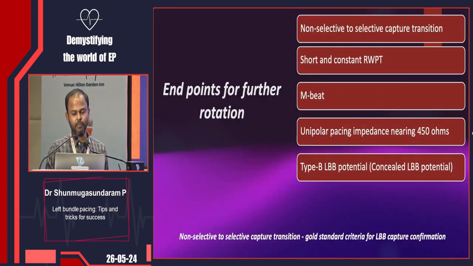So just to simplify the criteria, these are the endpoints for giving further rotation. This is probably the most commonly asked question, when to stop giving further rotation.